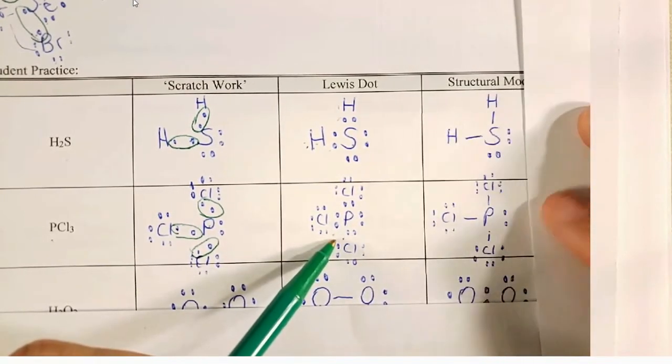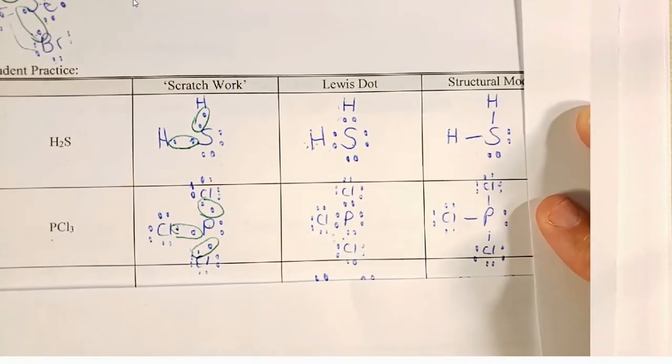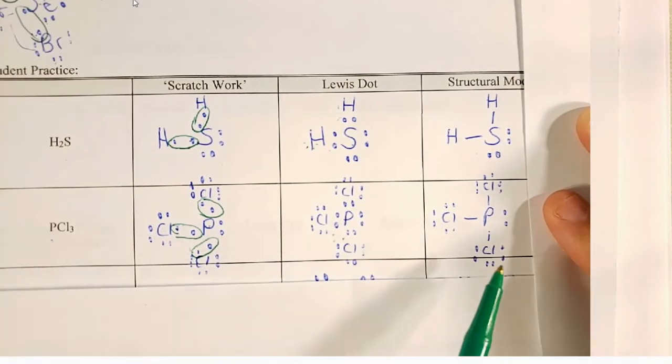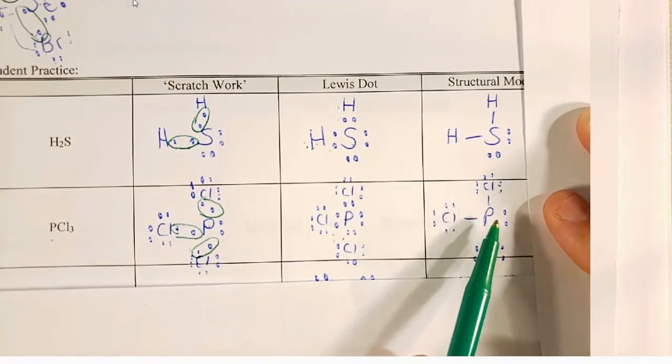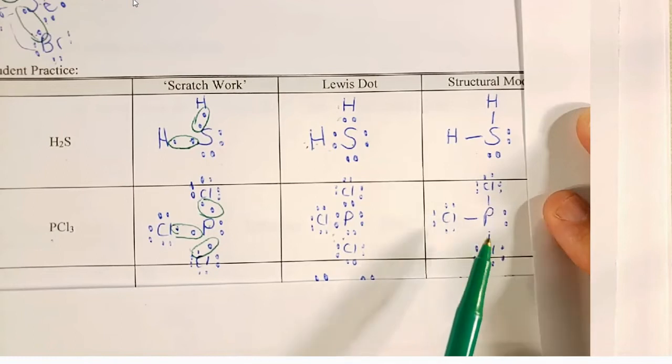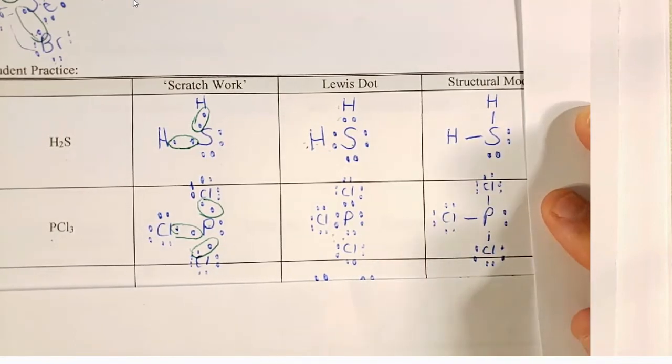And just drawing the clean structural model version of this guy. Okay, there's our dashes there. Phosphorus is making single bonds to each of those chlorines. Okay, and finally, the last one, the H2O2.